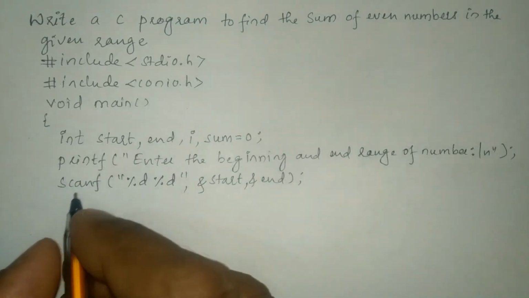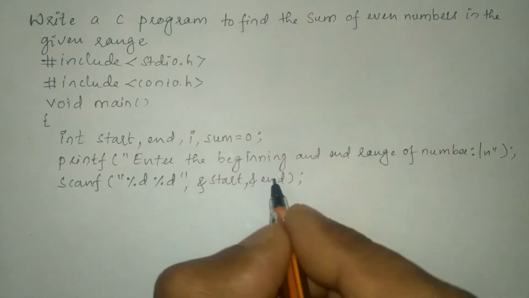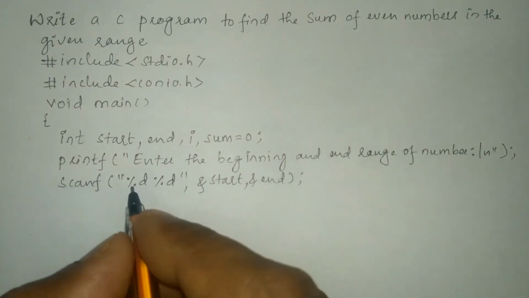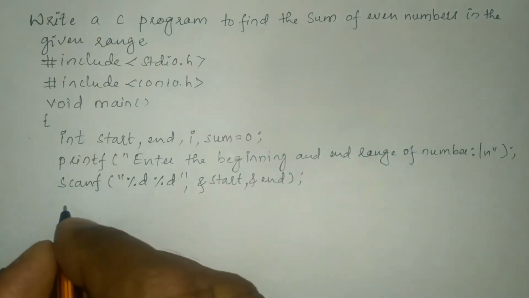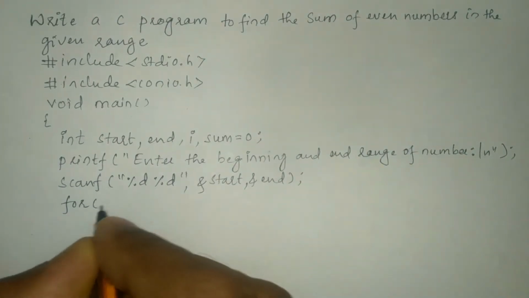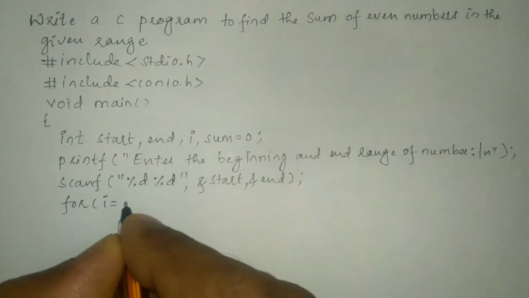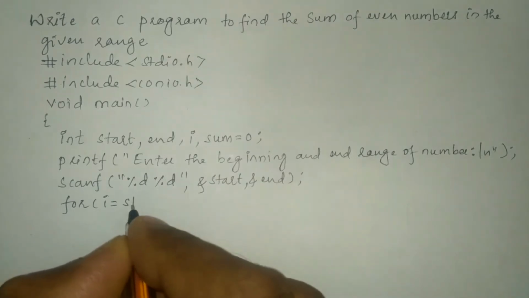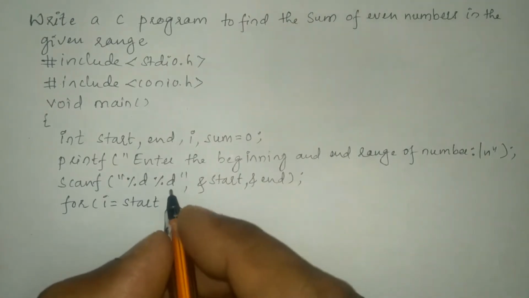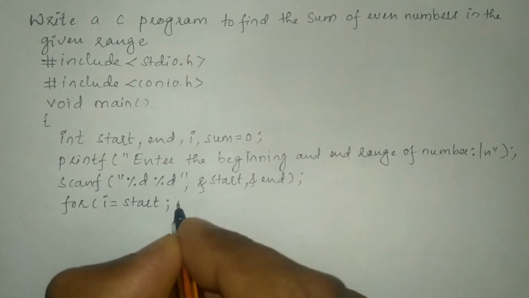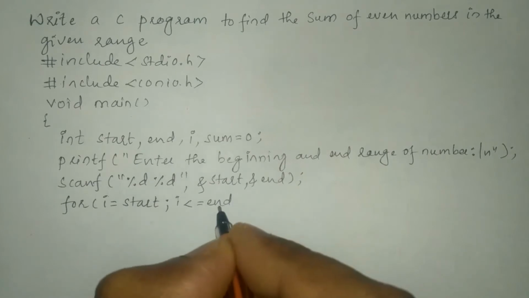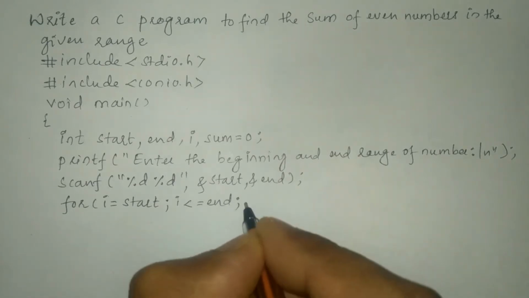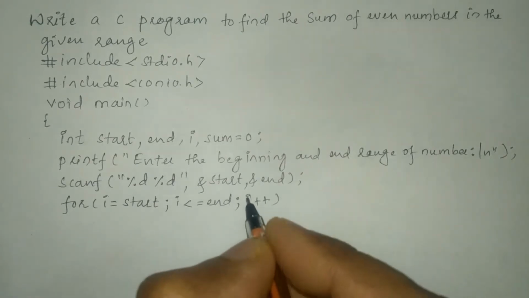Now we have to iterate from start to end so that we can get the even number sum. Here I'll write the looping construct: for i = start, because it has to begin from start; semicolon, i <= end, because it has to end at the variable end; next semicolon, i++.